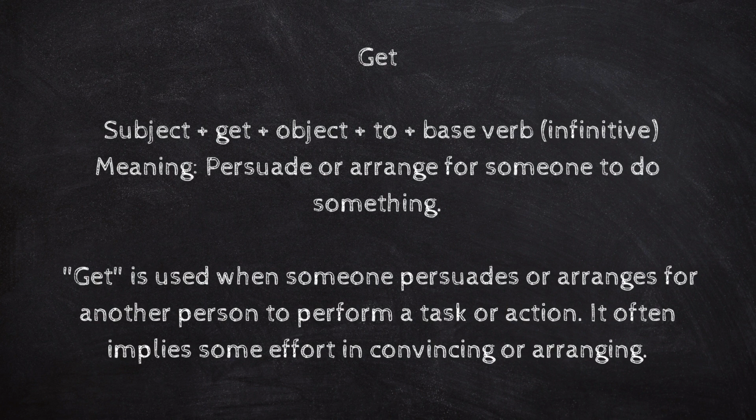The next one is get. The form is first subject, then get, and object, and to plus base verb, I mean infinitive form of the verb. Get is used when someone persuades or arranges for another person to perform a task or action. It often implies some effort in convincing or arranging.